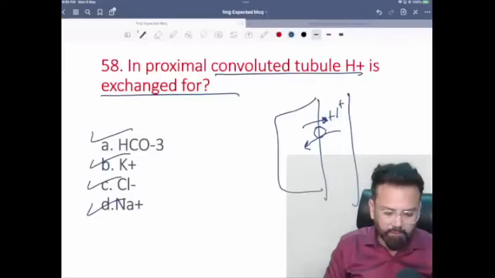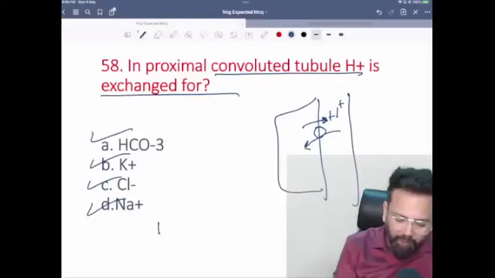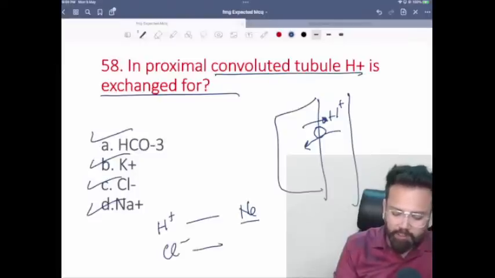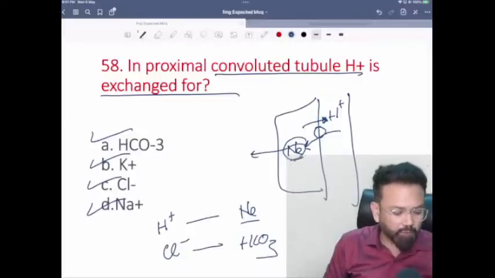Bicarbonate? No. See, one thing make it very clear. If one cation is going, other cation will come. If one anion is going, other anion will come. It is exchanging for sodium. This is the most common method of sodium absorption and proton secretion.